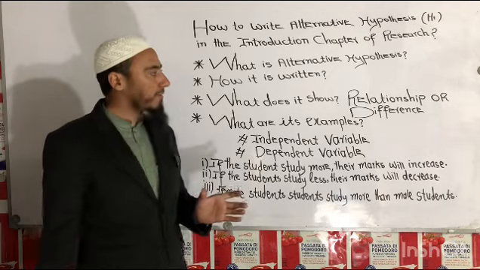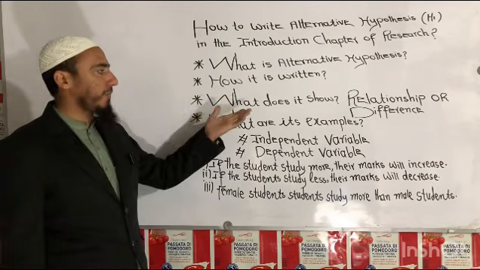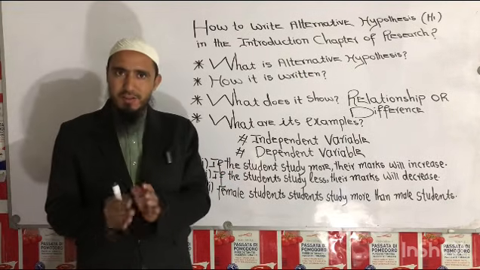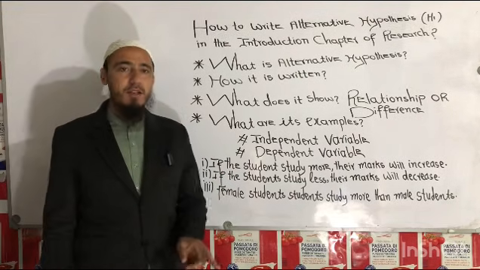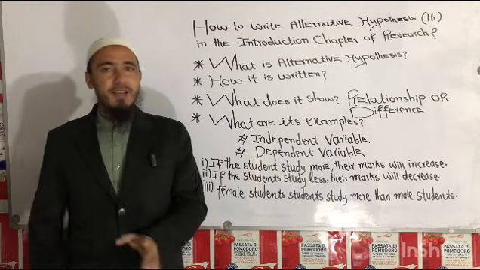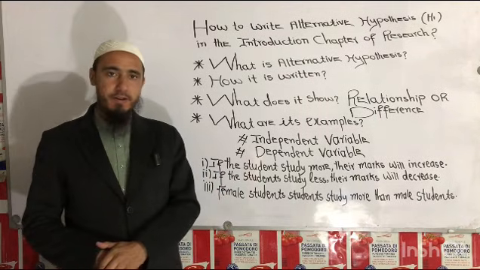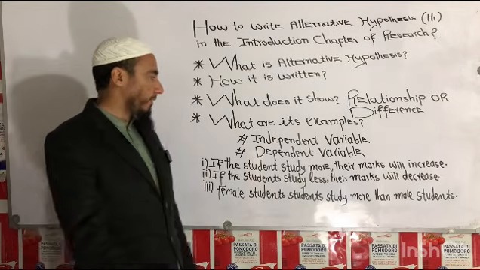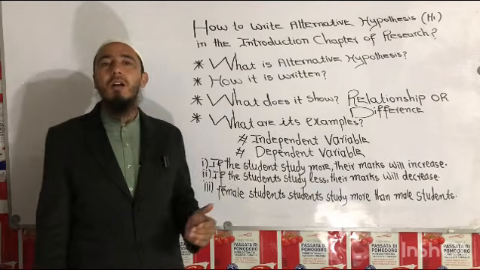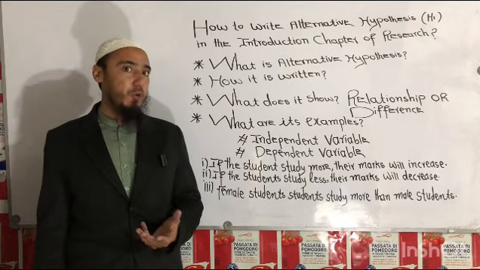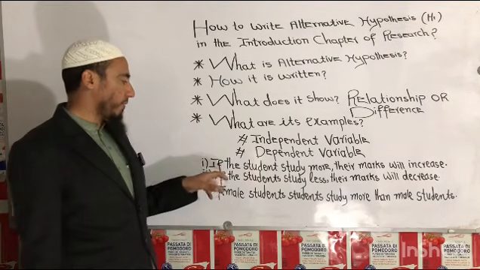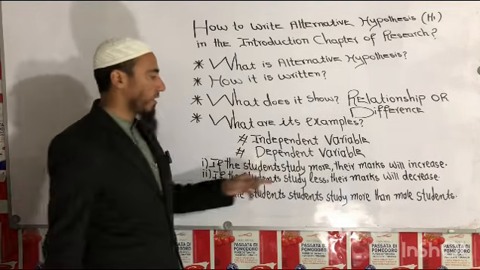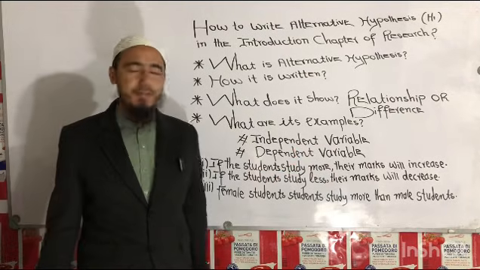How is it? For example, when we say the relationship between two variables, we must know that when we are making a hypothesis, there must be two types of variables, dependent variable and independent variable. So first of all, we write independent variable, then dependent variable. Like for example, how alternative hypothesis shows relationship. See in the example, if the students study more, their marks will increase.